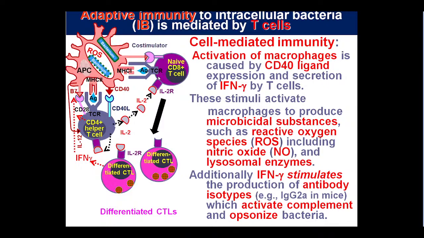So cell-mediated immunity generated by the presence of intracellular bacteria, intracellular parasites: activation of the macrophage is caused by CD40 ligand binding to the CD40 receptor in the reaction of the co-receptors between dendritic cell or macrophage and T helper cell. This co-stimulation stimulates activation of macrophage and dendritic cells to produce reactive oxygen species.